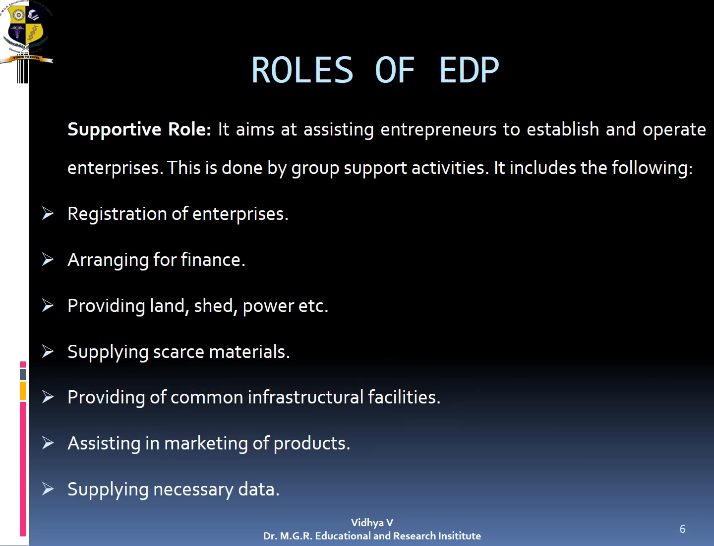The next role that it plays is the supportive role. This role aims at assisting entrepreneurs to establish and operate enterprises. This is done by group support activities, and it includes the following: registration of enterprises, arranging finance, providing land, shed, etc., supplying materials, providing common infrastructure facilities, assisting in marketing and supplying necessary data. So they are actually supporting in starting an enterprise by doing all these activities.